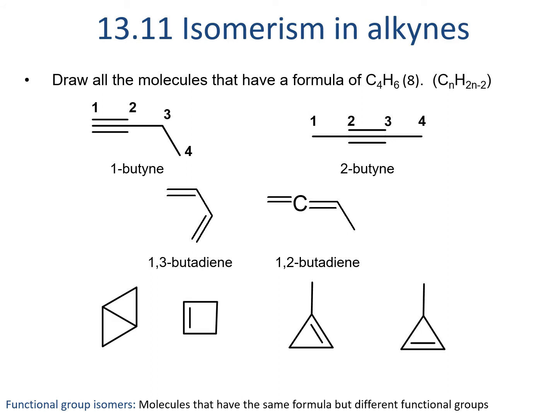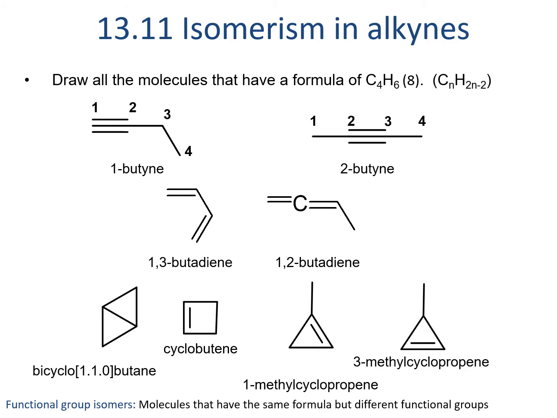There is exactly one 2-ring 4-carbon molecule, and the name won't and shouldn't mean really anything to you. You can also have a cyclobutene and a 1-methylcyclopropene and a 3-methylcyclopropene. We'll continue to see the possibilities of functional group isomers dramatically increase the number of possible isomers that exist even for small molecules.